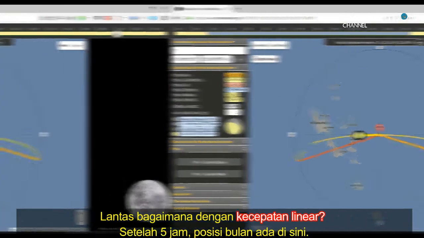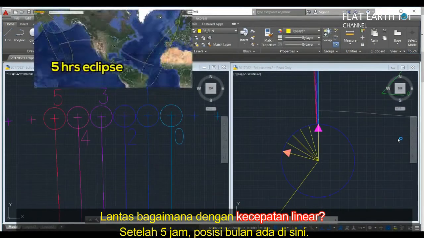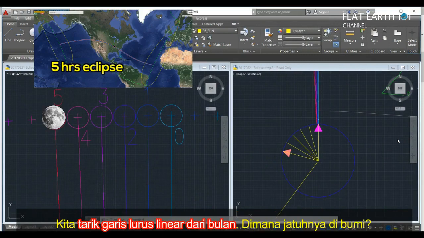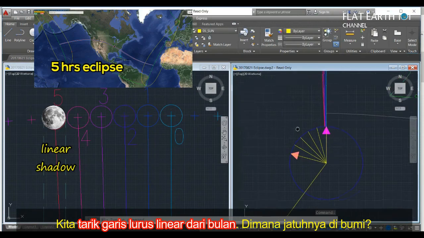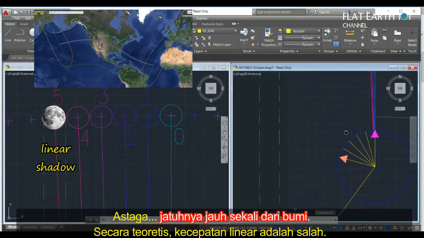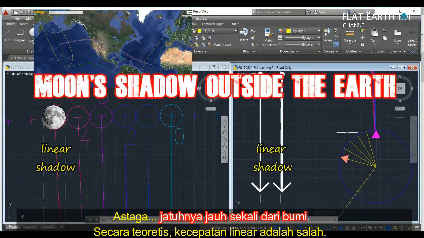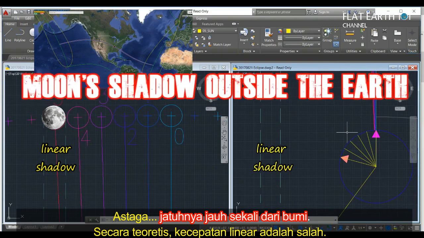What about the linear speed? After 5 hours, the Moon's position is over here. We draw straight linear lines from the Moon. Where do the lines fall on Earth? Man, it's far outside the Earth. Theoretically, linear speed is wrong.